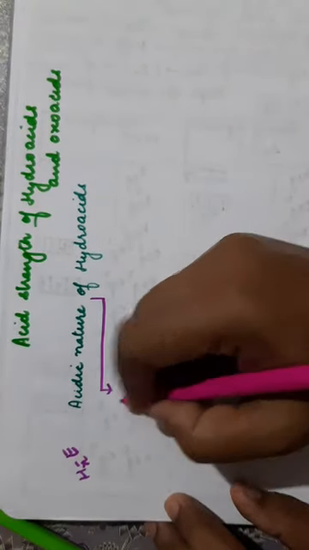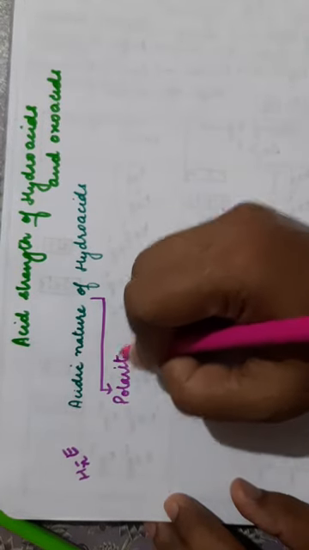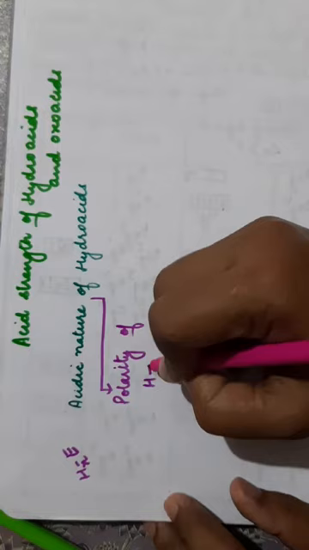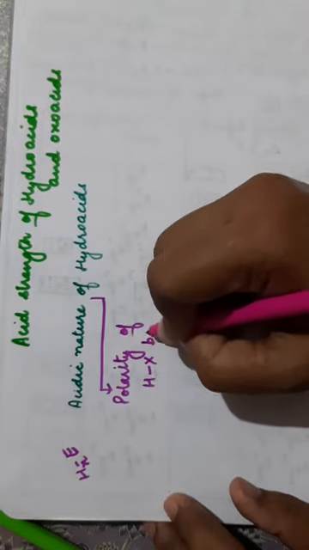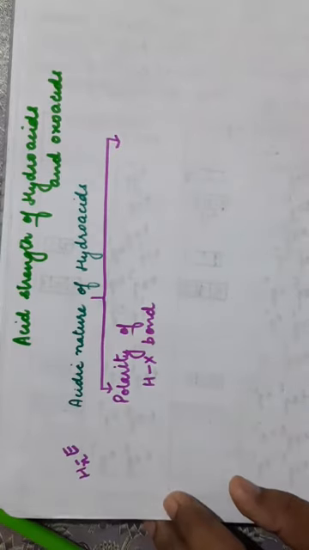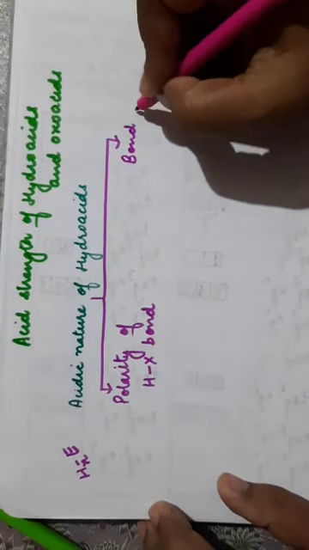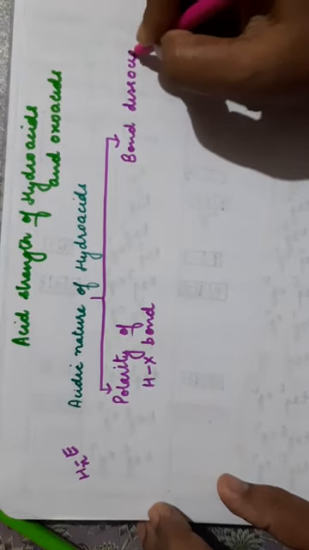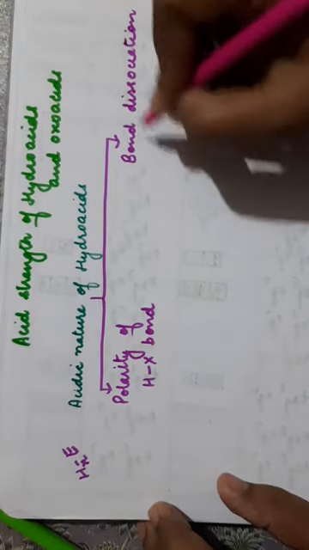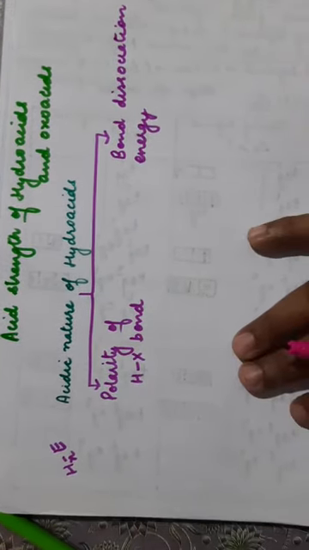One is the polarity of HX bond or HE bond, and another one is the bond dissociation energy of HX bond. These are the two determining factors which decide the acidic order of acidic nature of different hydroacids.